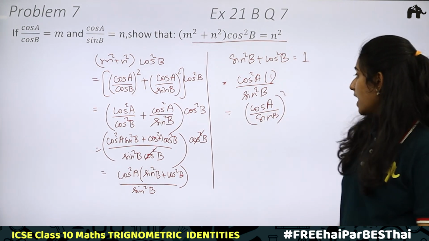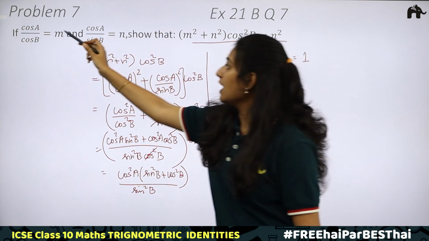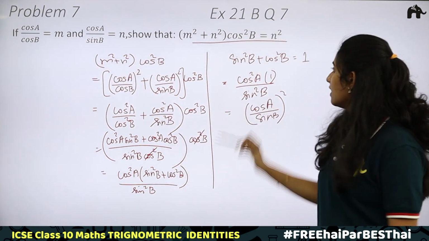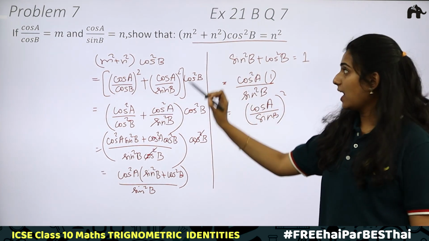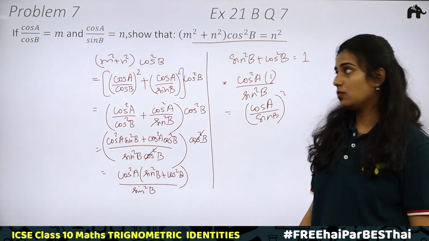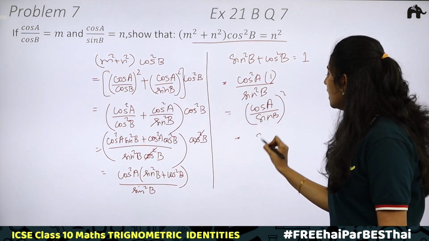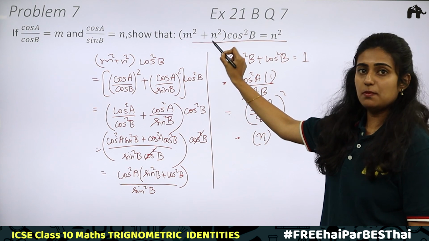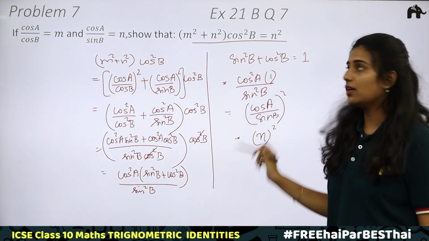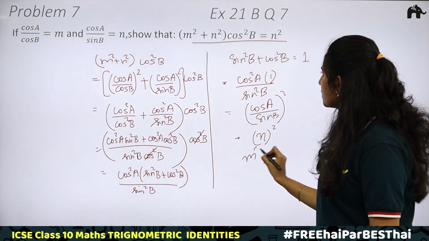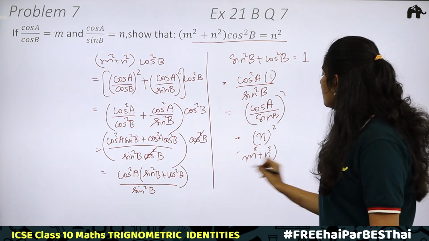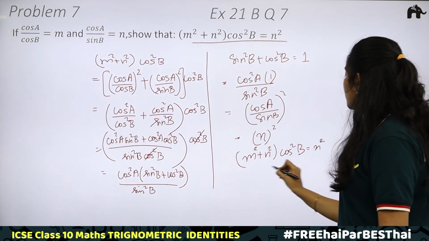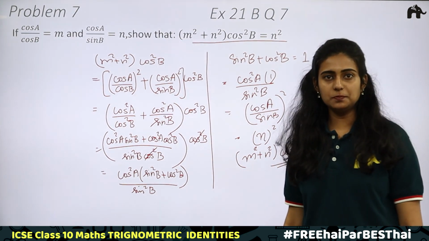What is cos A by sin B? Here cos A by sin B is equal to n. Cos A by cos B is equal to m and cos A by sin B is equal to n. So here we are getting n square. So we had to show m square plus n square into cos square B is equal to n square. We got m square plus n square into cos square B is equal to n square. Clear? That's all for today.